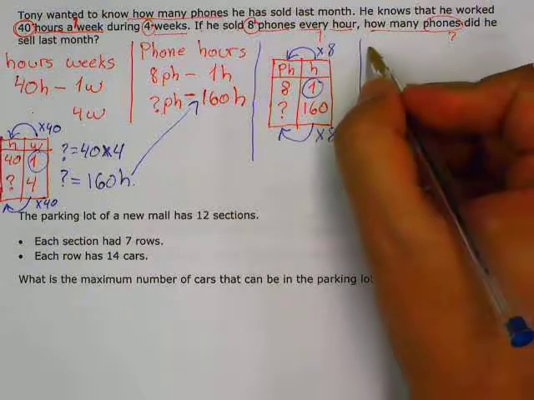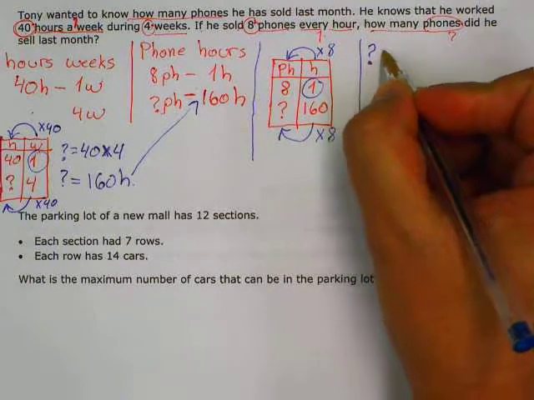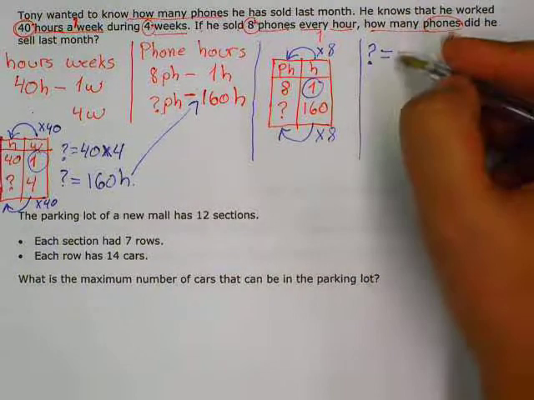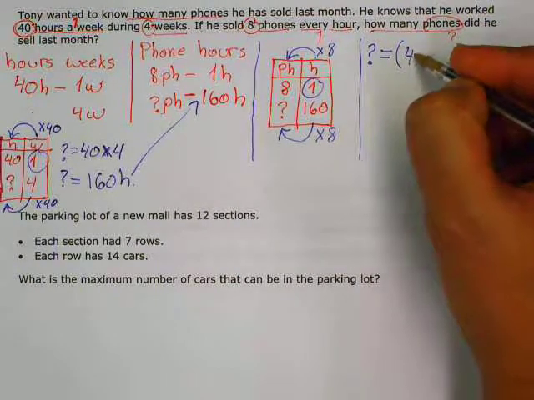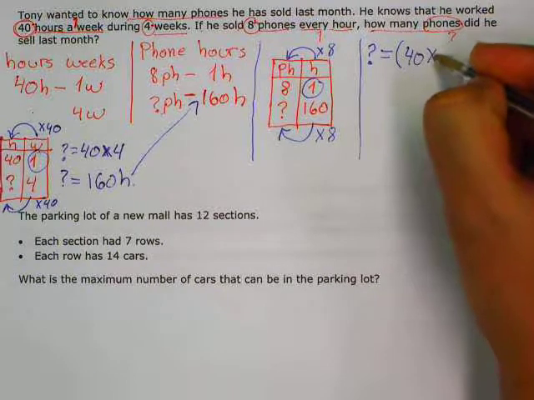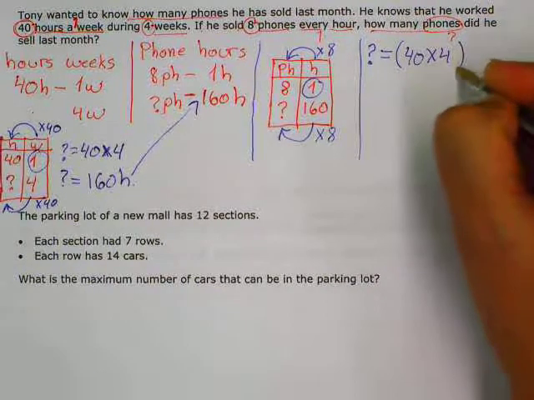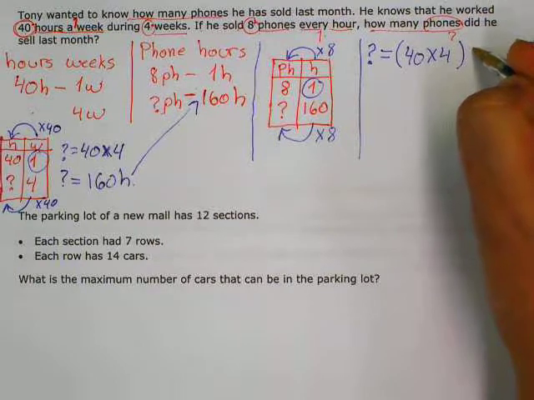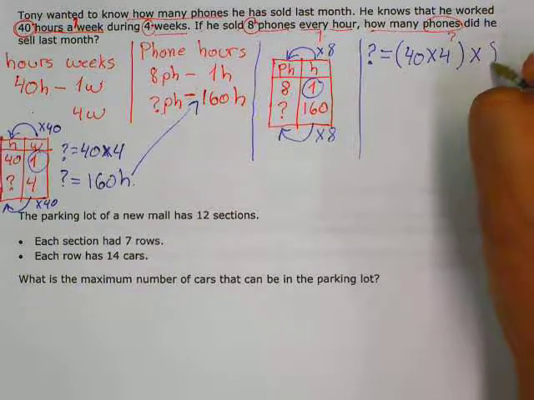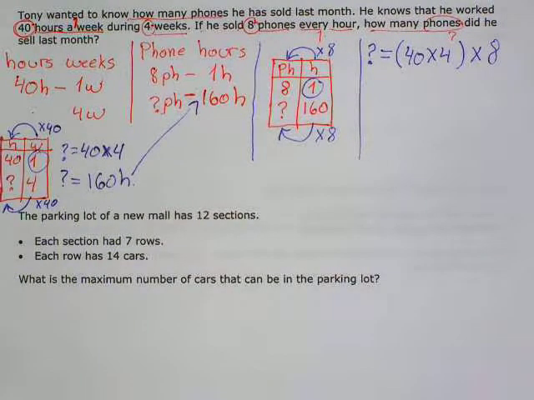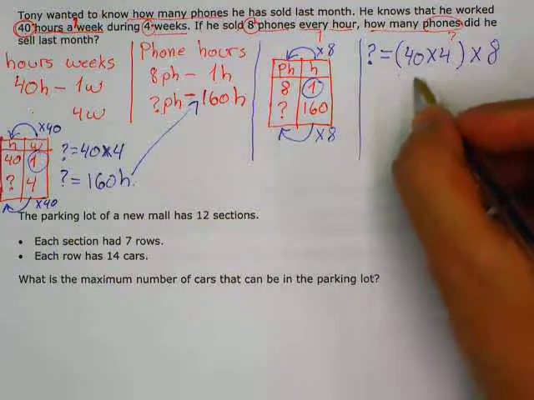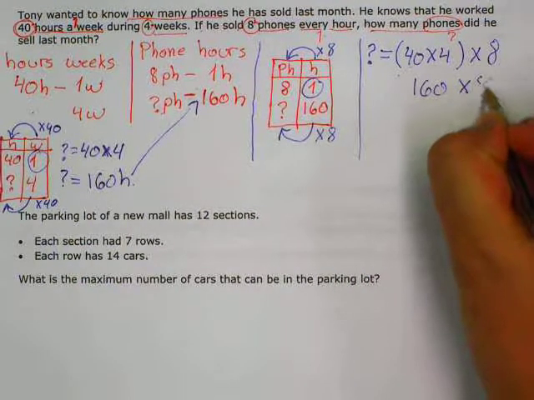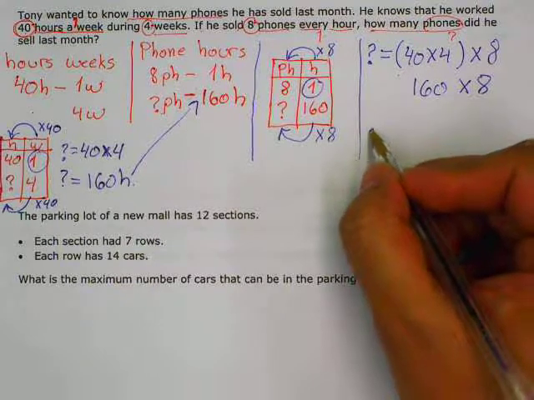So to figure out how many phones he sold, what did I do first? 40 times 4. 40 hours times 4 weeks, and now that number is 160. What do I need to do with this now? Times it by 8. That will give me the total number of phones. 160 times 8.